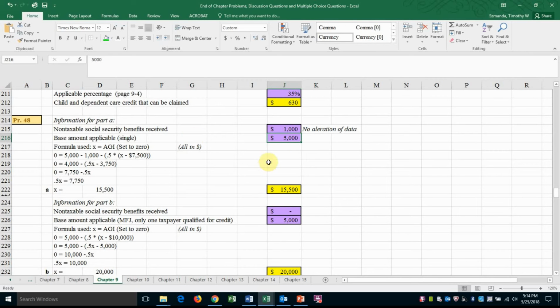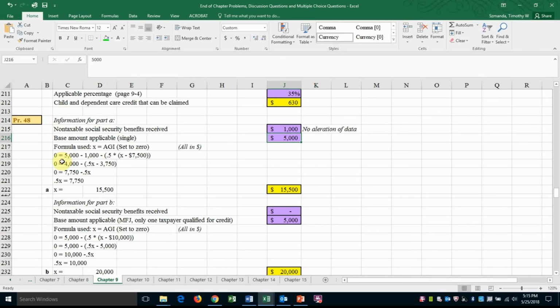So then I had to use algebra to solve for AGI, and I set the AGI to 0 so I could get everything on one side of the equation, the equality. Alright, so I set AGI to 0, and then I just calculated. I brought over the $5,000, took out the $1,000 of Social Security benefit that was non-taxable, and then from this 1,000 I subtracted 0.5 times the AGI, which I'm solving for, minus 7,500. So because this involved algebra, I wanted just to lay this out for you.